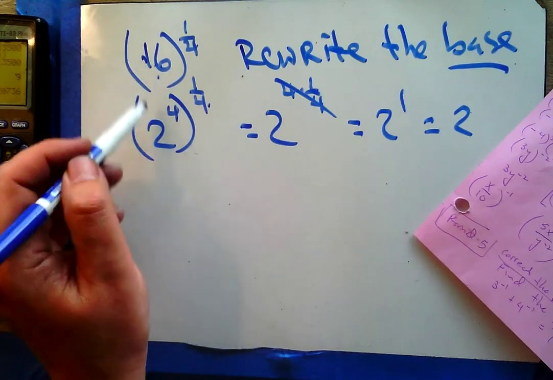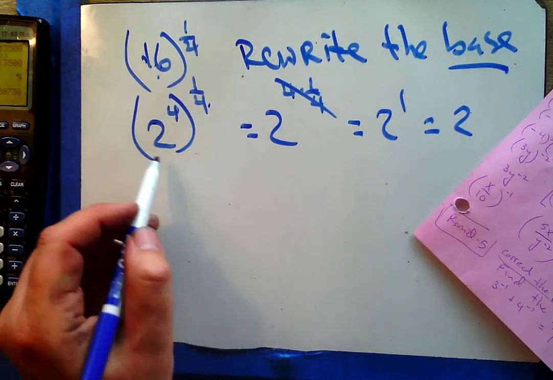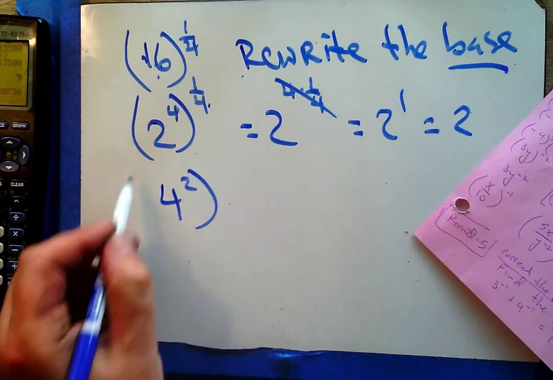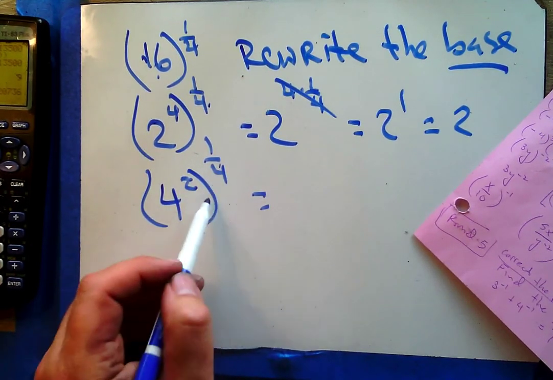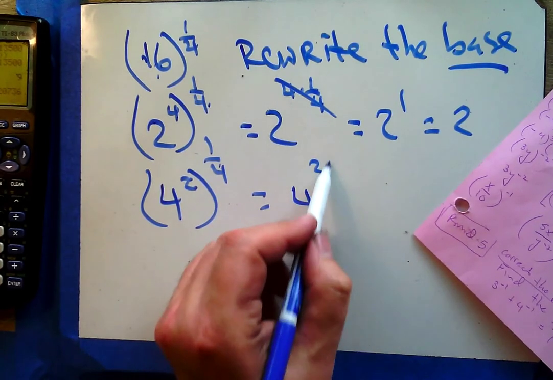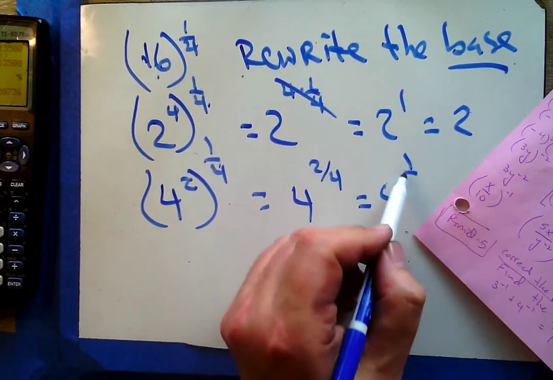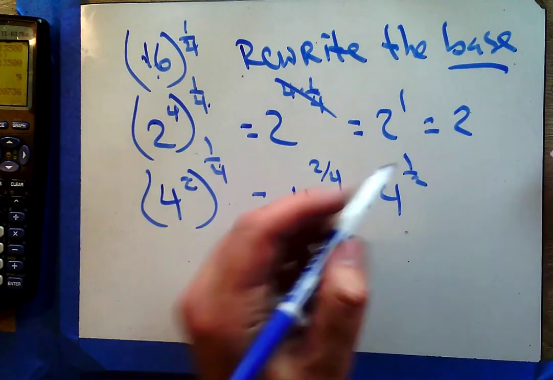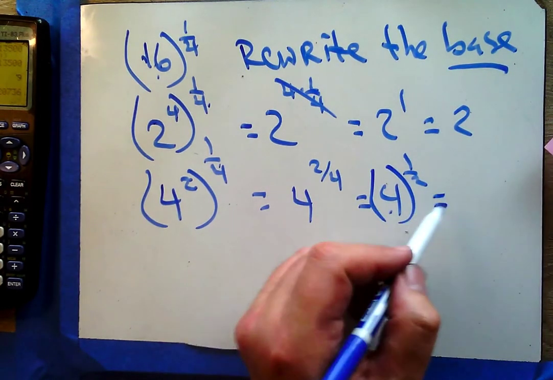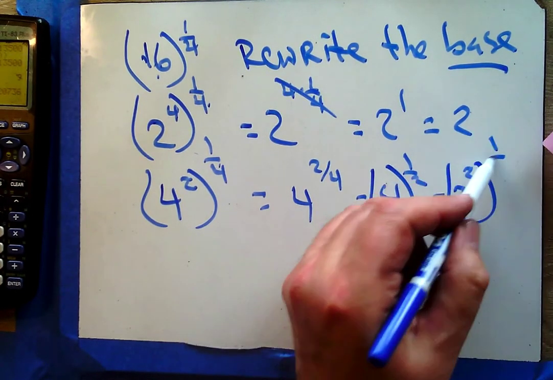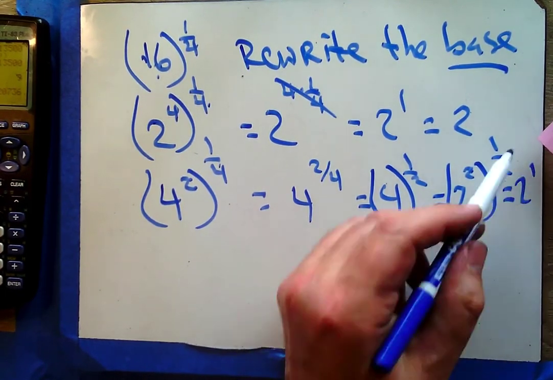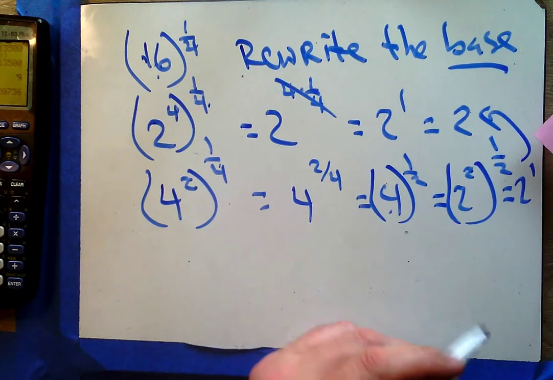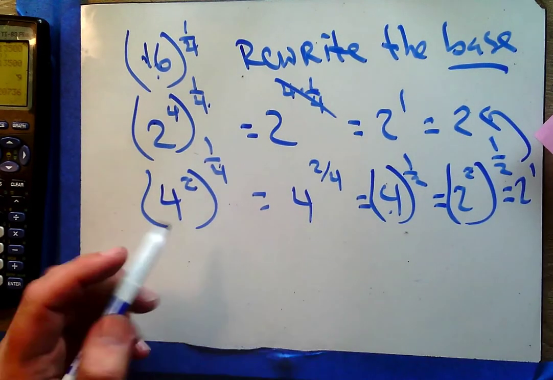Right. Rewrite the base. Now, you could say, well, Mr. Gupta, I'll rewrite the base this way. Sure, that's fine. When I raise a power to a power, I multiply them, so I have 4 to the 2/4, which is 4 to the 1/2. Oh, but look, this base can be rewritten as 2 squared. And when I raise a power to a power, I multiply, so I get 2 to the 1 again. All right, my answer here is 2.